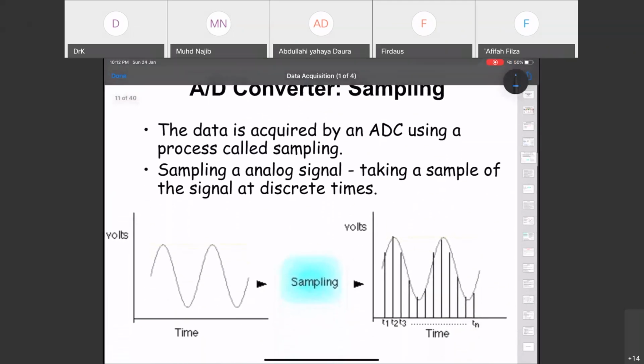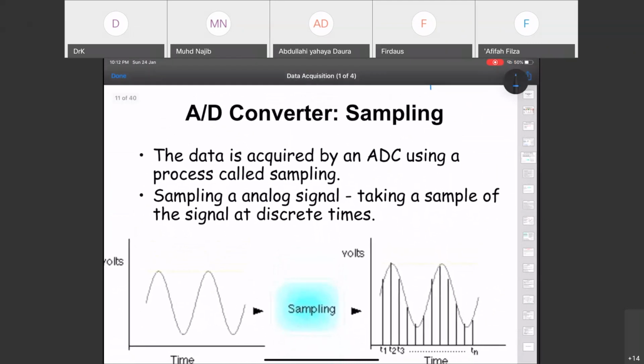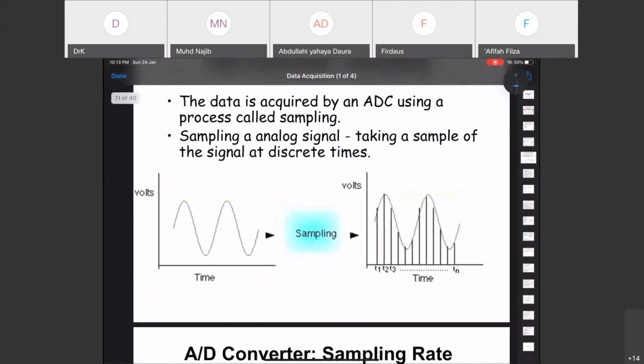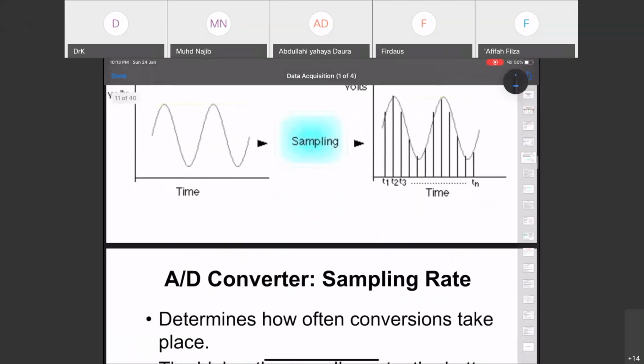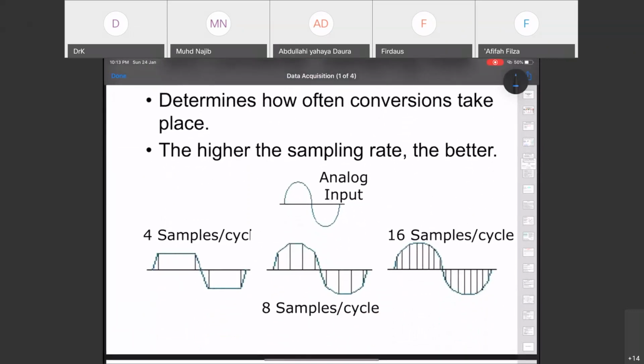Sampling. We are basically here with sampling of an analog signal, taking samples of the signal in discrete time. I think we have covered this. The sampling rate, which we were just talking about, determines how often conversion takes place. Coding, we are looking at hertz just now.